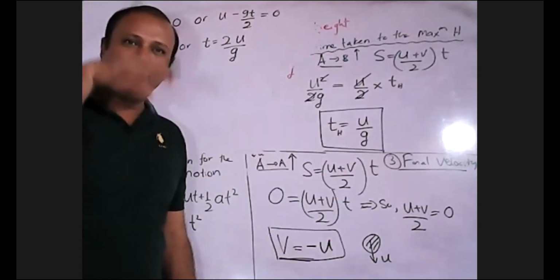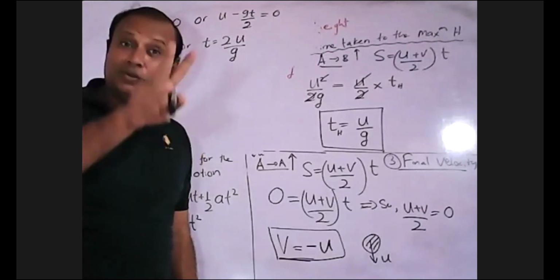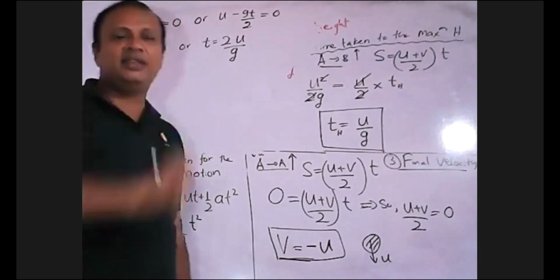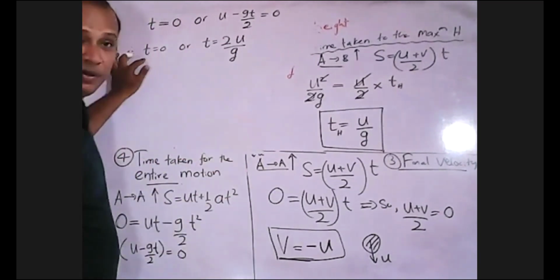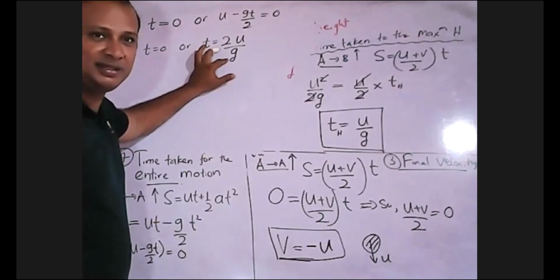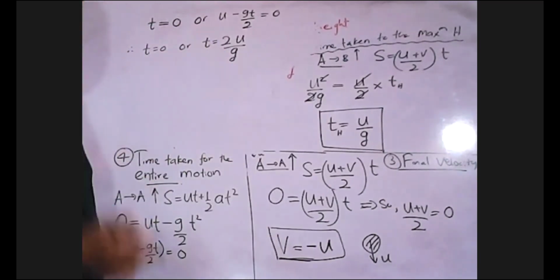The ball is at point A in 2 occasions. One is at the beginning, the other one is at the end. So t equals 0 represents the beginning. This one represents the final one. ඕක තමයි answer.